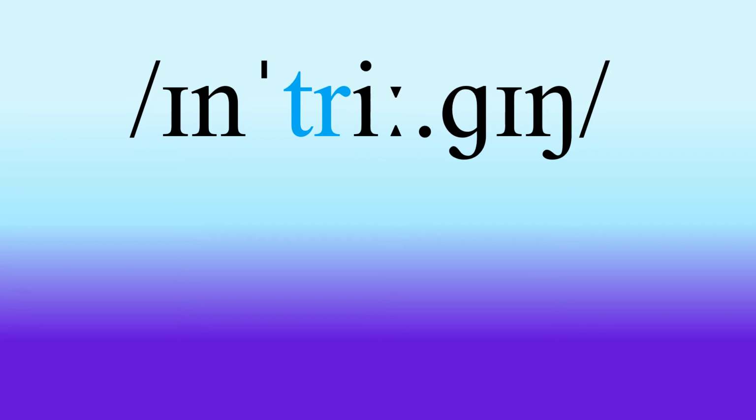Then we've got a cluster, that tr cluster, so curl back the tongue for the R, no trill necessary here. And then an E, building that back together, tree, and that's our strong syllable. When we put it back together, remember that gets the strong, the emphasis.